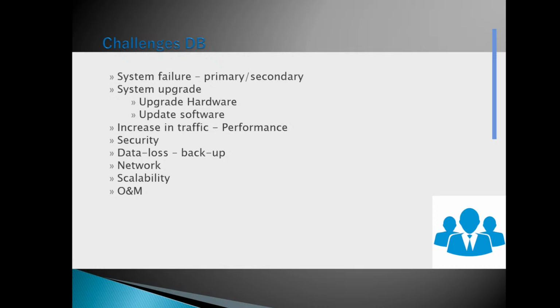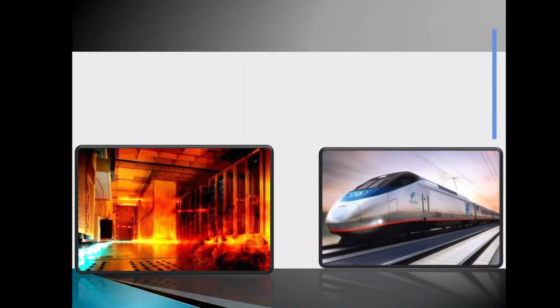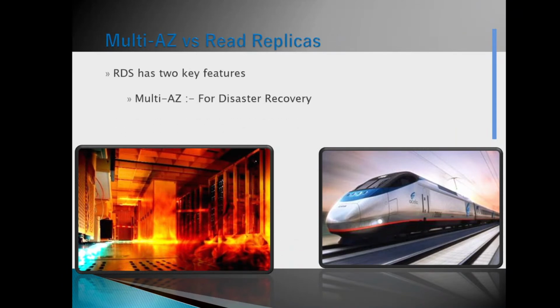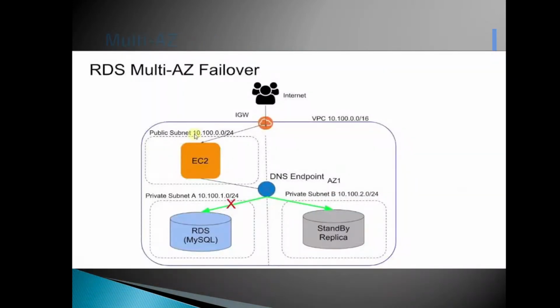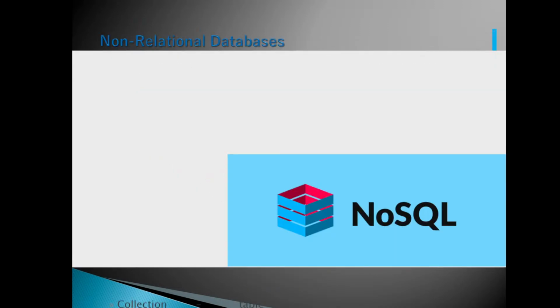Now, Amazon has given all these features out of the box, and you don't have to maintain them. You don't have to worry about all these challenges, which are generally faced by any organization while creating or maintaining the database. One is Multi-AZ, the other is read replica. Multi-AZ is for disaster recovery, and read replica is to increase the performance. How it is done, we have a PPT. We'll talk about that in detail.